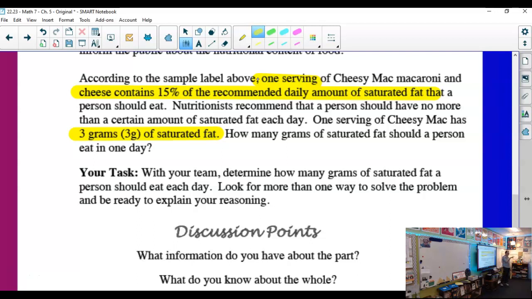I want you to work with your teammate. Figure out, is there a way that you can take what they just told us and figure out how much saturated fat we should have in a whole day?